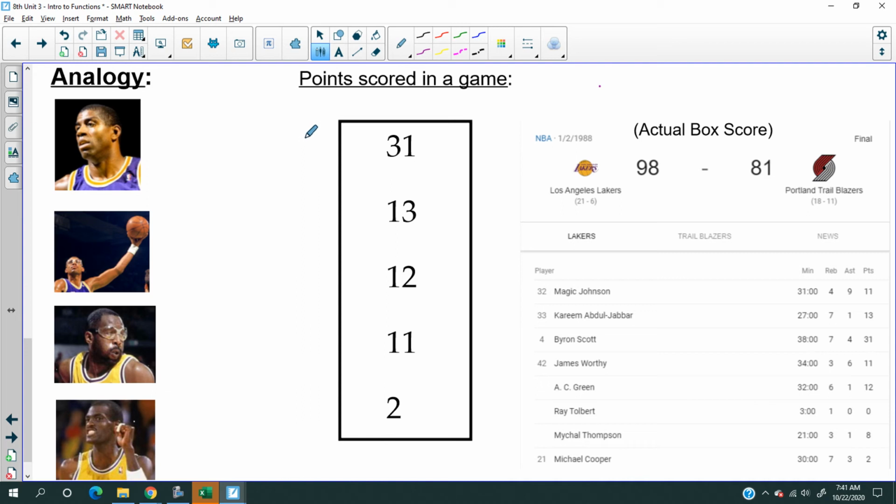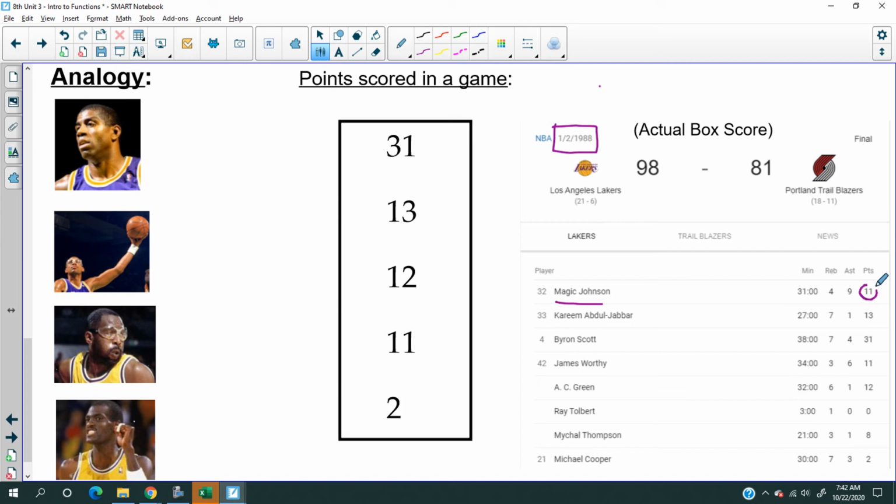So here, this was a game from January 2nd in 1988. That was when I was exactly 10 years old. This was the game they played. The Lakers beat the Trailblazers, as usual. And this is the box score. When people look at the newspapers, in the sports section, they will give you a box score. It tells you who played, how many points they got, how many assists, how many rebounds, all that stuff, okay?